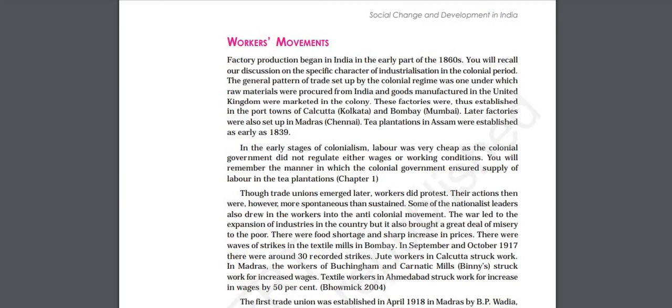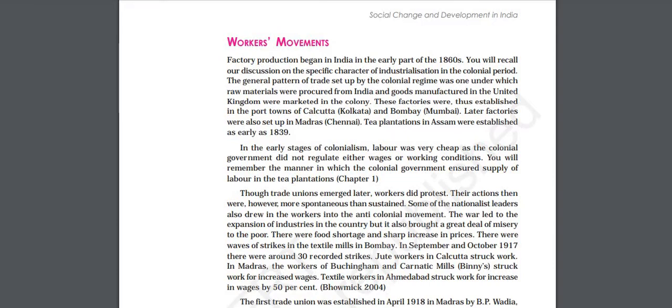Now we will see class 12 Sociology, chapter 8 Social Movements, part 6 Workers' Movement. Factory production began in India in the early part of the 1860s.